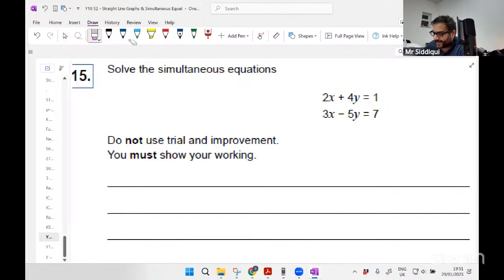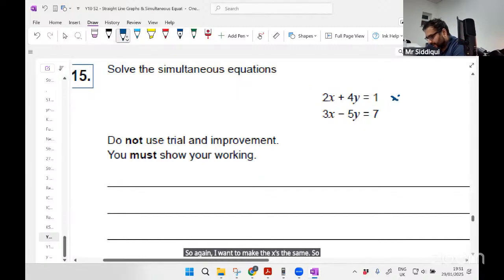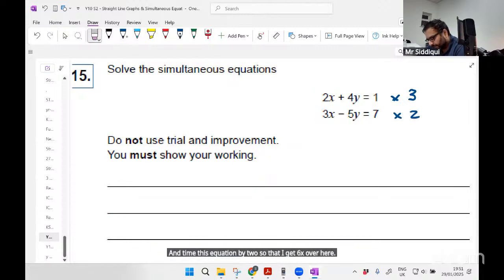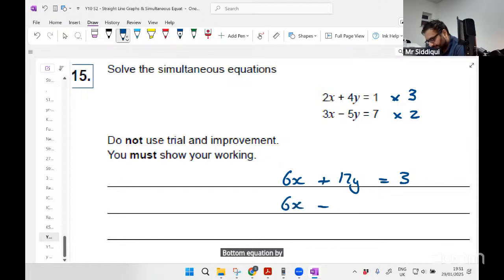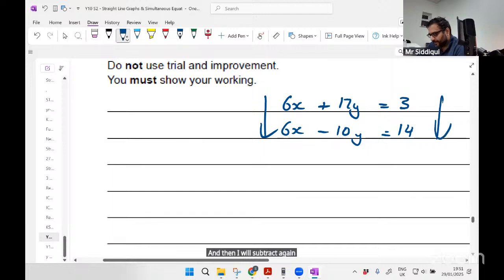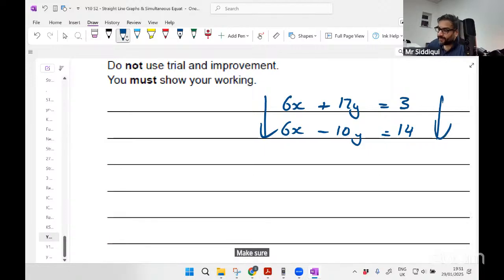So again, I'm going to make the x's the same. I'm going to times that equation by 3 so that I get 6x over here, and times this equation by 2 so that I get 6x over here. Top equation by 3 and you get 6x plus 12y equals 3. Bottom equation by 2, so I get 6x minus 10y equals 14. And then I will subtract again. Subtract this way, subtract this way. Make sure you subtract in the same direction, because obviously that changes it if you don't.